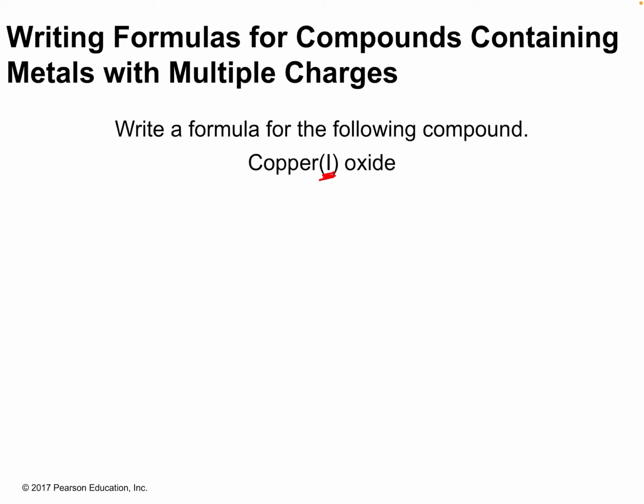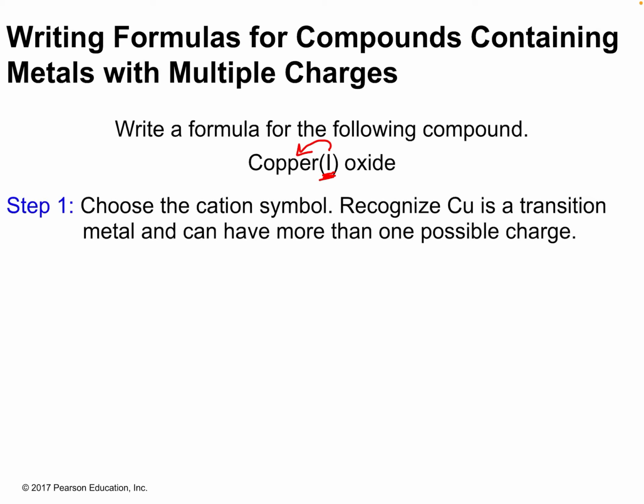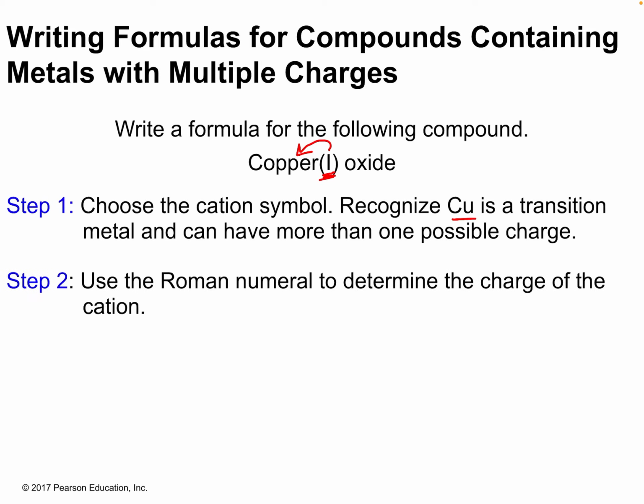That Roman numeral is telling you the charge of the copper. It's helping you out. It's telling you, hey, copper here is a 1 plus, right? So that is actually saving you time because you don't need to go figure out the charge on your copper. So to write the formula, you're going to find the cation symbol, so that will be copper. And we know that copper is a transition metal, so it can have more than one charge. But our Roman numeral is telling us what the charge is. So it's telling us that this is Cu plus.